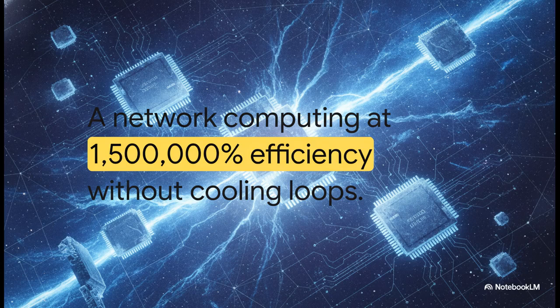When you shrink the physical boundaries of a circuit while using whole number fraction tokens, you drastically shorten the internal transmission distance. The computations reach total closure instantly. Ultimately, we are looking at a theoretical claim of computing at 1.5 million% efficiency with absolutely zero external cooling loops.